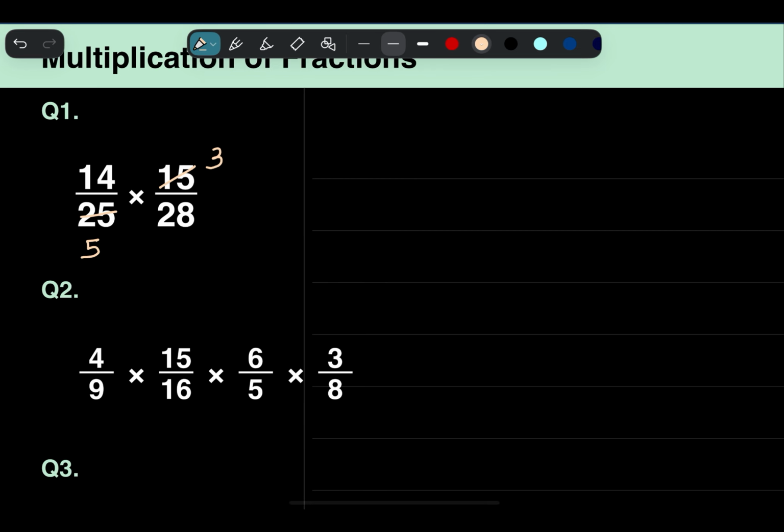The next one is 14 and 28. In 14 and 28, which is the common number that it will be cancelled by? Can I divide both of them by the number 7? Yeah. 7 twos are 14 and 7 fours are 28.